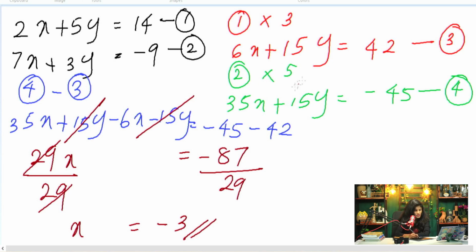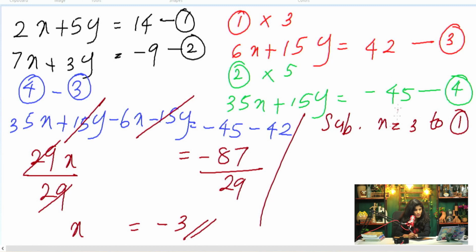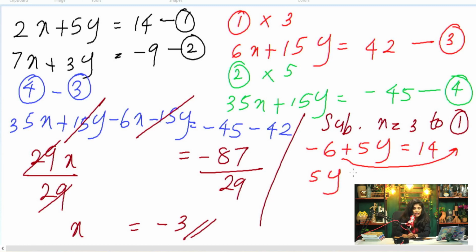I will use equation number 1. In the same line, I will substitute. 2x, 2 times negative 3 means negative 6, plus 5y equals 14. Now, I will take 6 to the other side. 5y equals 14 plus 6, which is 20. So, divide both sides by 5. Then y equals 4. That's it.